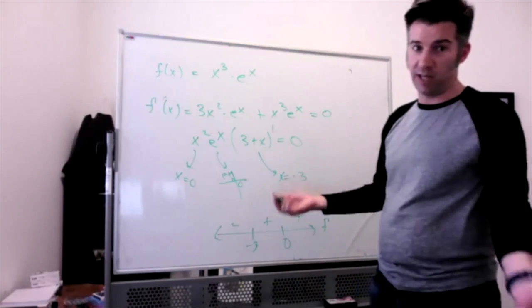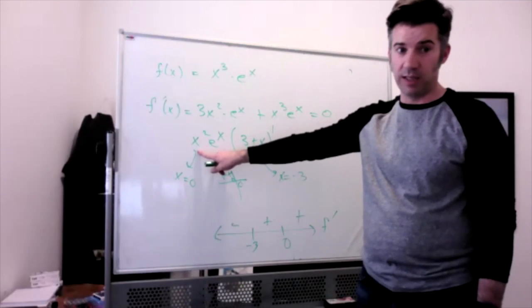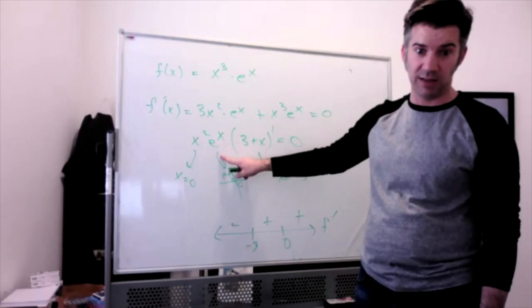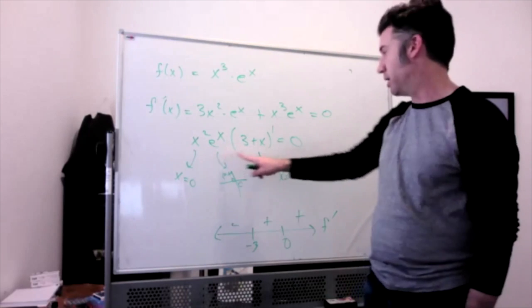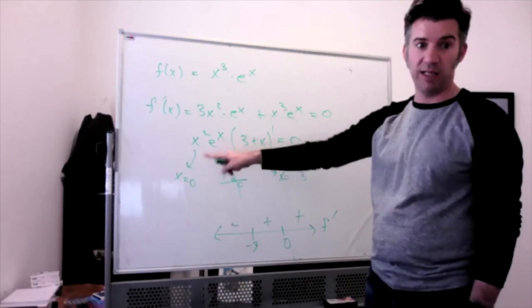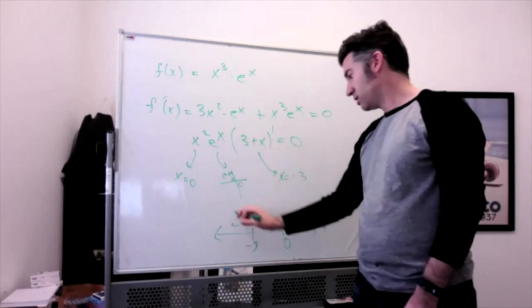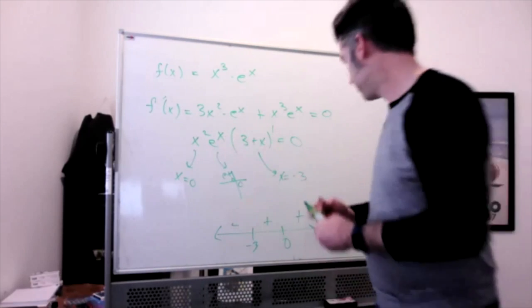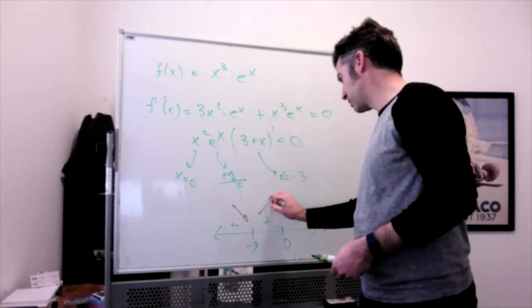Or you could say pick -4. -4 squared is positive. e to the -4 is still positive. It's always positive. And 3 plus -4 is negative. Positive times positive times negative is negative. So our function is decreasing, increasing, increasing.